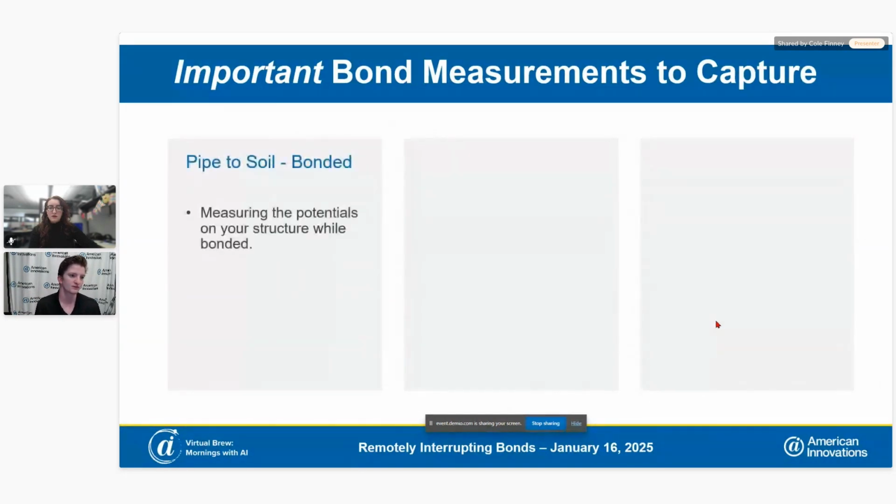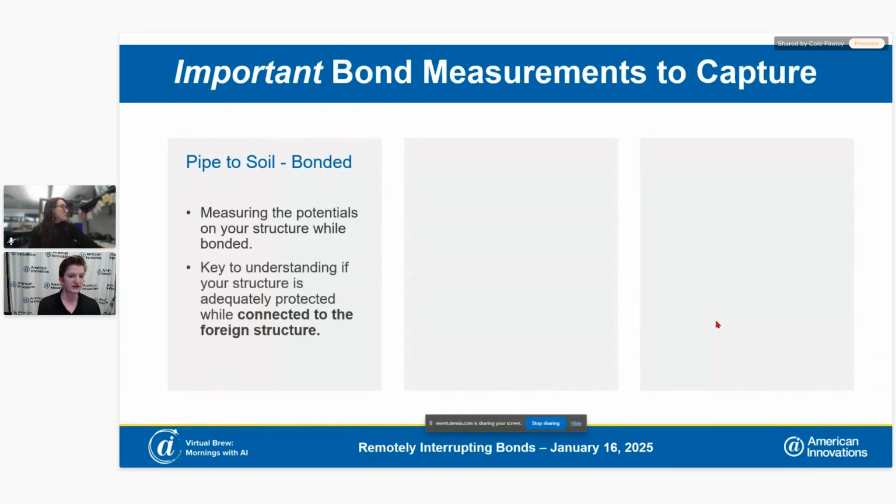The first one that we always recommend is getting your pipe to soil measurements for the structures at that bond while they are bonded. Basically, that would be measuring the potentials on your structure while they are bonded together. This is really key to understanding if your structure is adequately protected while connected to your foreign structure. So, talking about what we talked about on the last slide, wanting to understand how my pipeline is being protected adequately while connected to this foreign structure.